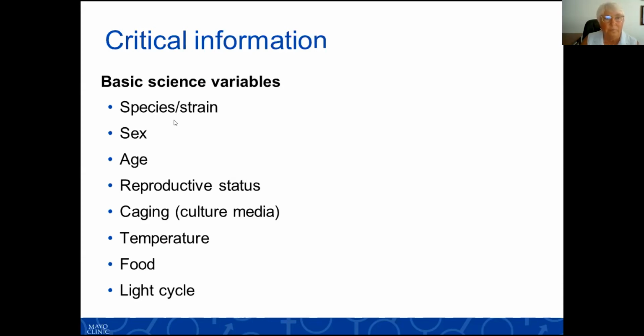So we would always report the species and strain, sex, age, reproductive status, and sometimes you would say whether they were caged singly or in groups or whatever. You'd talk about the temperature, you'd talk about the food, you'd talk about the lifestyle or the life cycle. Some of this information is not available in methodology now because with the idea of impact factor, the methods are what got cut a lot of times or relegated to supplemental material, which people don't necessarily read. But these are critical information.